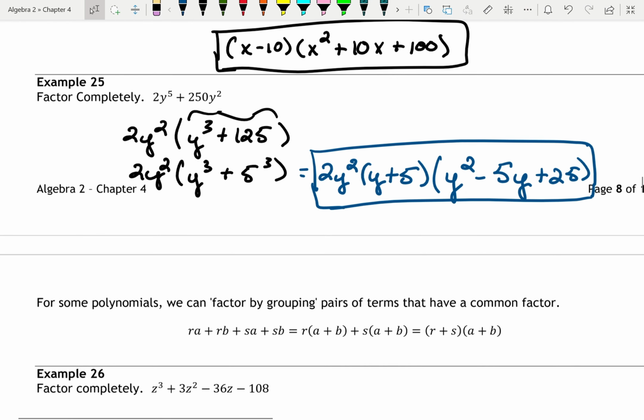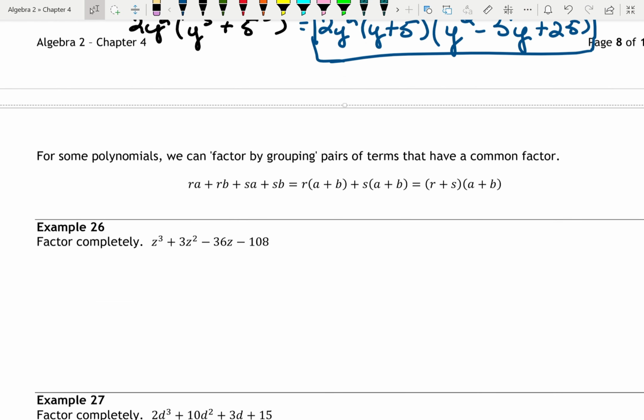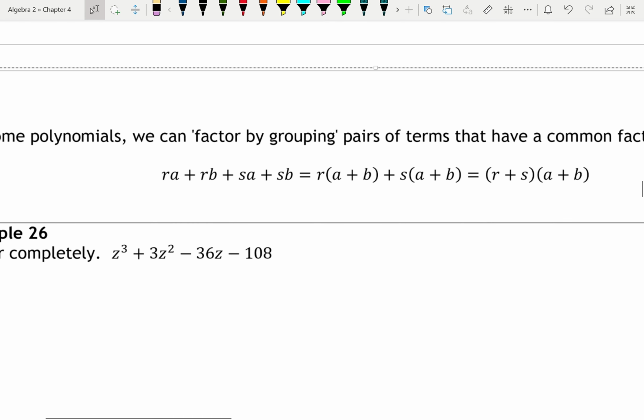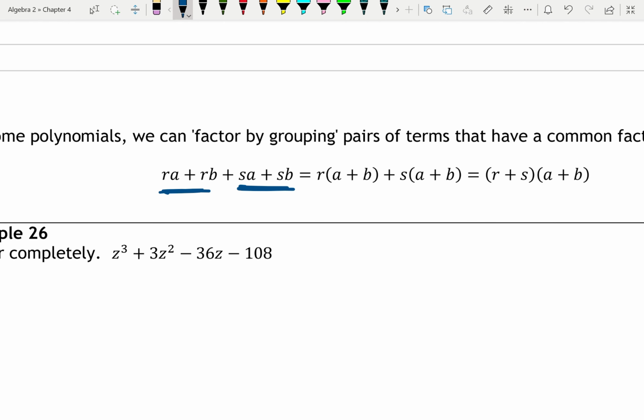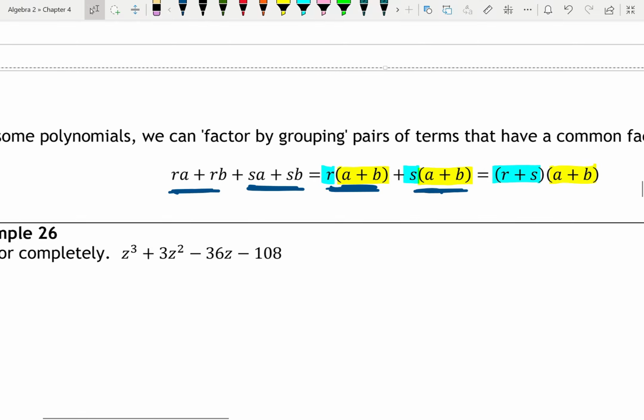Let's scroll down. For some polynomials, we can factor by grouping. And factoring by grouping is a really neat idea where you take the first 2 and the second 2 and you look at them separate. So it has to have 4 terms to begin with. 4 terms means 4 different chunks. And the first 2, you pull something out of it. So in this one, we pulled out an R. The second 2, you pull out something. This time they pull out an S. And then you pull out the A plus B. And then left over is the R and the S. So that's what I'm going to do in problem number 26.